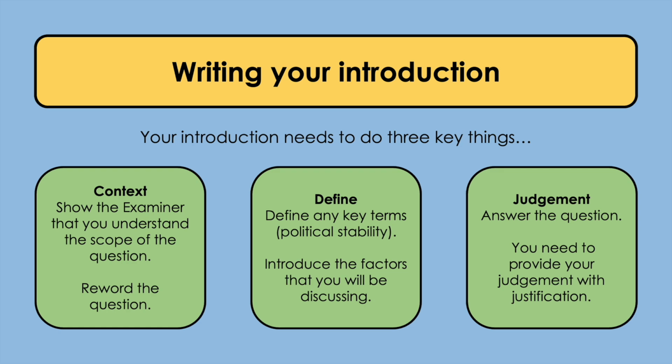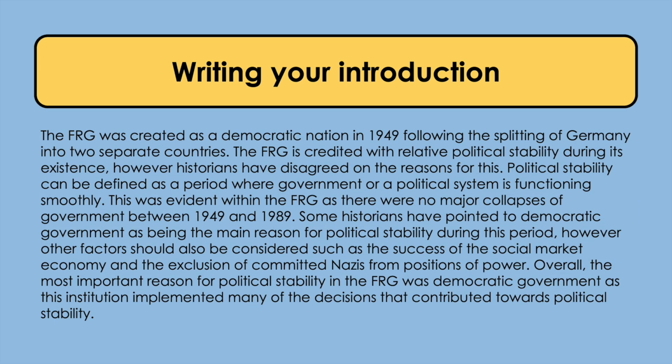So let's have a look at an introduction then. This is an introduction that I have written that you could use to introduce this essay question. I'll read it out and then we'll go through it. The FRG was created as a democratic nation in 1949 following the splitting of Germany into 2 separate countries. The FRG is credited with relative political stability during its existence. However, historians have disagreed on the reasons for this.